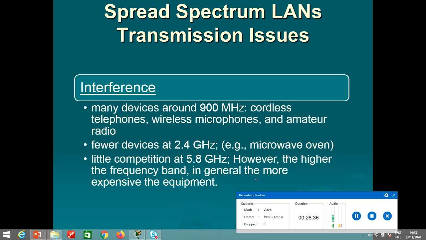There are a few devices which operate at 2.4 gigahertz, and one common example is the microwave oven, which has greater leakage of radiation with increasing age. And the last one is, there is little competition at the 5.8 gigahertz band, but the higher the frequency band in general, the more expensive the equipment is. So these are some of the spread spectrum issues with wireless LANs.